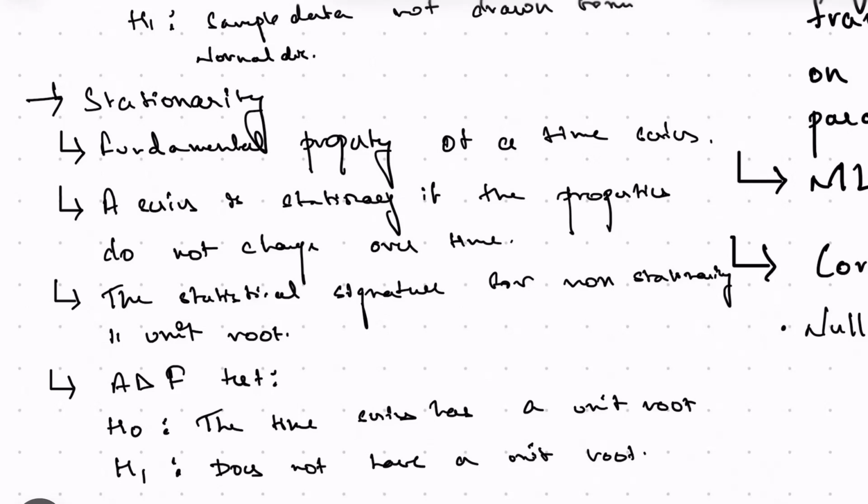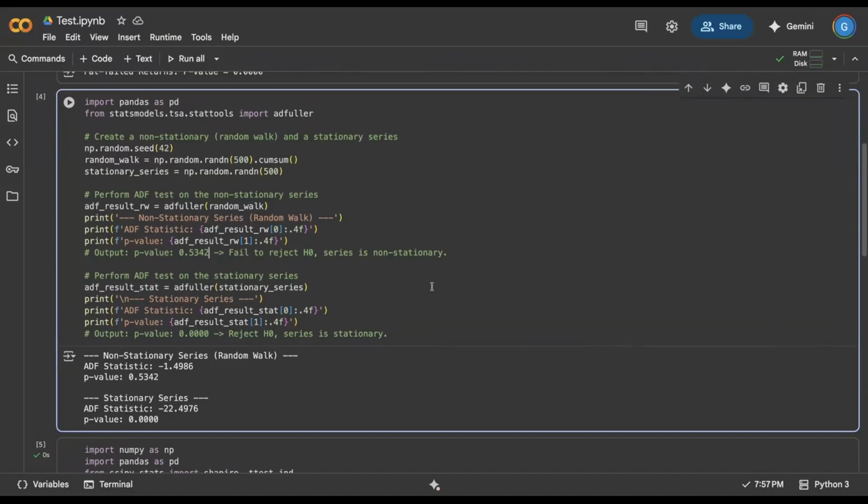The ADF test is a formal hypothesis test with the following structure. H naught is that the time series has a unit root, and HA is that the time series is stationary. To conclude that a series is stationary, the ADF test must produce a result that allows for the rejection of the null hypothesis. This occurs when the calculated ADF test statistic is more negative than the critical values at a chosen significance level, or equivalently when the p-value is below the significance level. So now let's look at this example to understand stationarity.